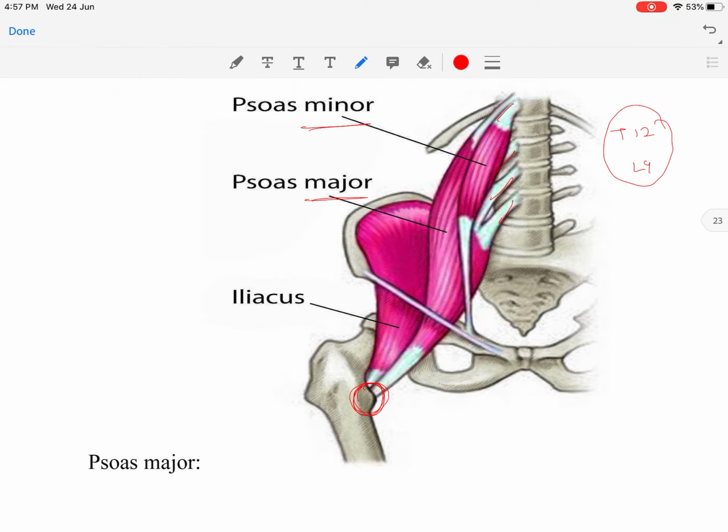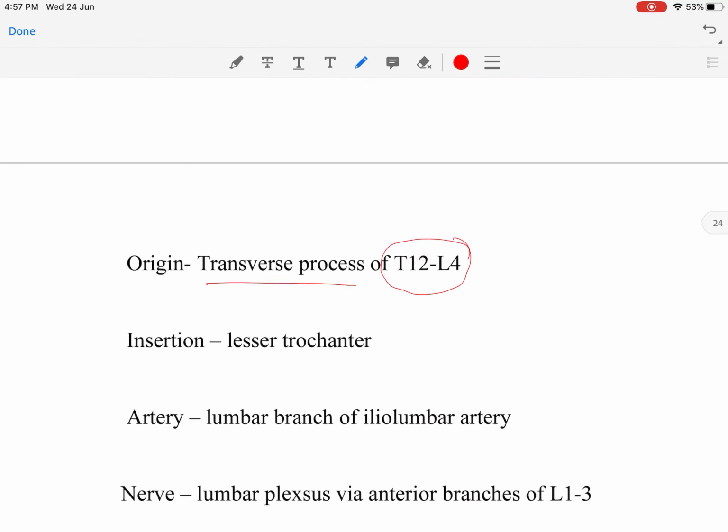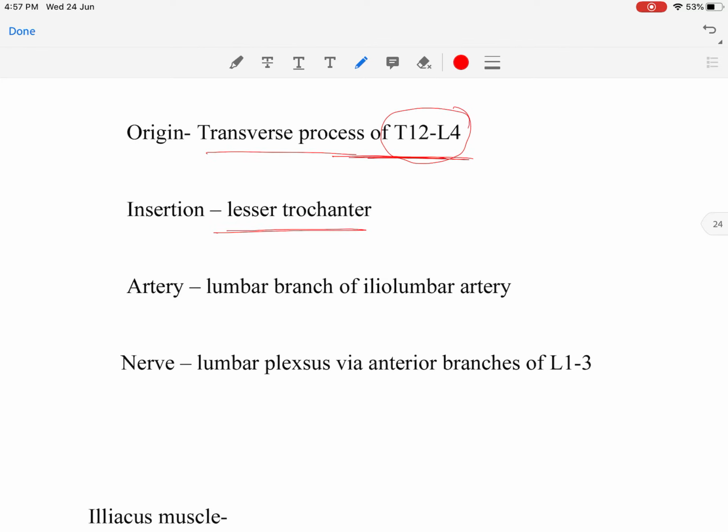And similarly we can see here the iliacus muscle. It takes origin from the iliac fossa, iliac bone, and inserts on the lesser trochanter. So talking about the psoas major, it takes origin from the transverse processes of T11 to L4 and inserts on the lesser trochanter of the femur. Arterial supply is by the lumbar branch of the iliolumbar artery and the nerve supply is by the lumbar plexus.